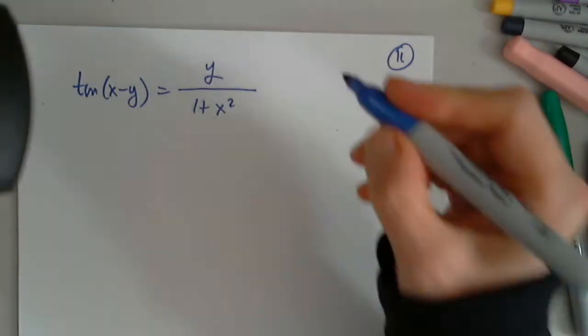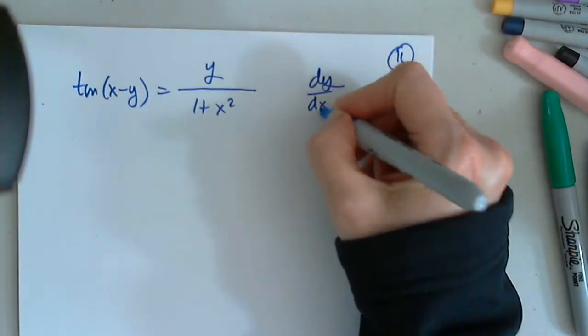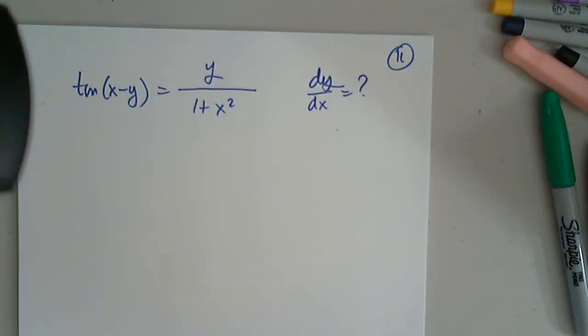So again, the question here is asking us to find an expression for dy over dx. For whatever reason, we need that to find the rate of change of the function that we don't have at different points.